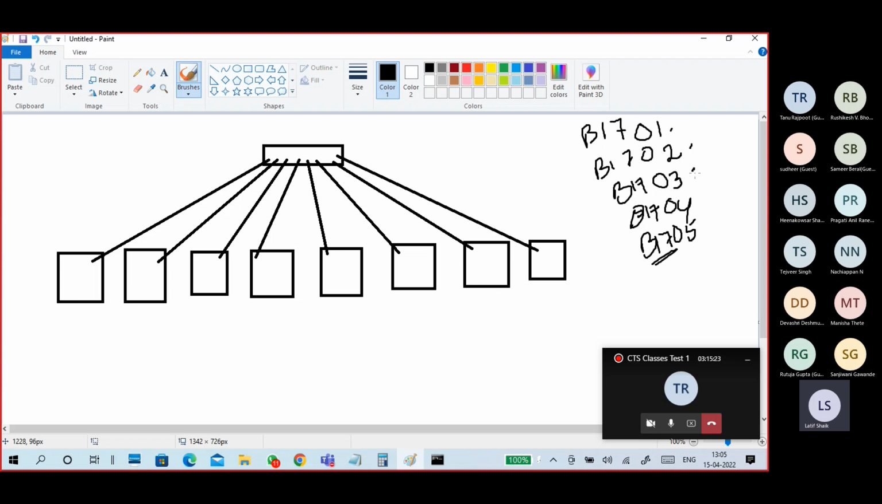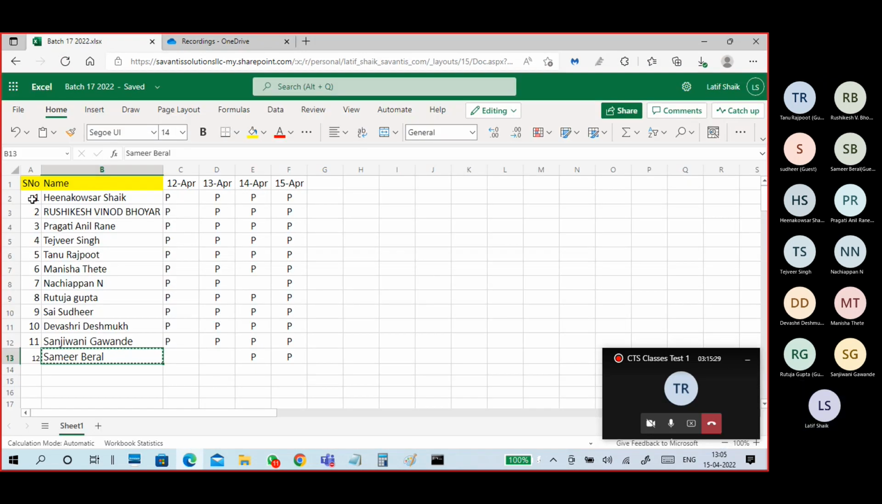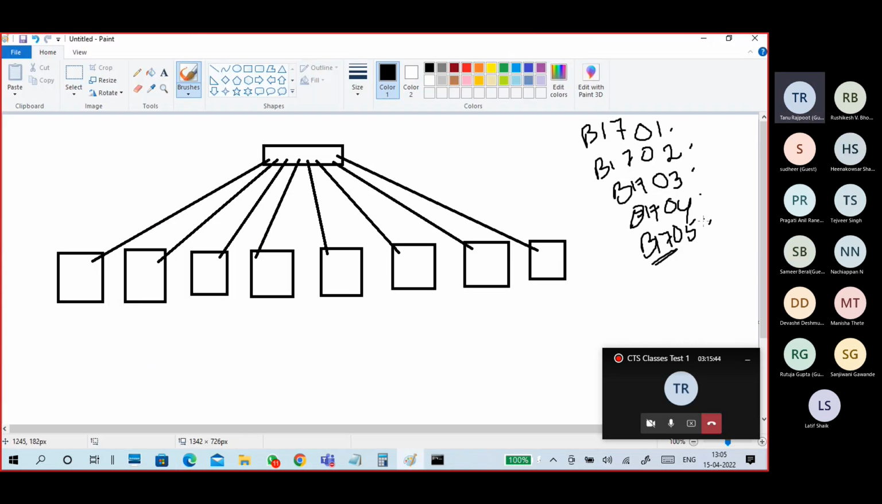And what are these 1, 2, 3, 4, 5, up to 12 related to? What do they represent? Roll number or a serial number. Right. So what is common between all these things? Batch 17 is common for everyone. Roll number is different. Okay.